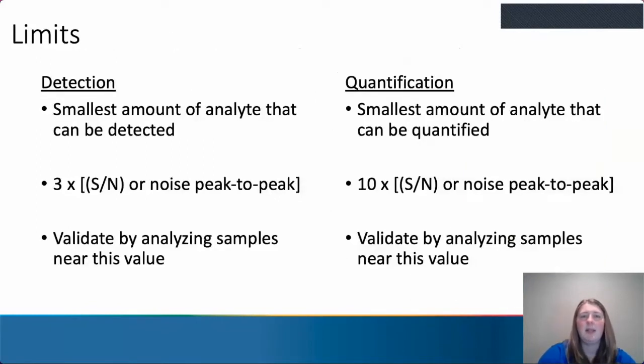Next, we can talk about limits, specifically the limit of detection and the limit of quantification. So limits are going to vary from instrument to instrument and method to method. So for the limit of detection, what we're trying to assess is the smallest amount of analyte that can be distinguished from our background. In math terms, we say this is 3 times the signal to noise ratio, or sometimes it's referred to as the noise peak to peak. So for validation, you want to measure your samples near this value to ensure that you're on the right track.